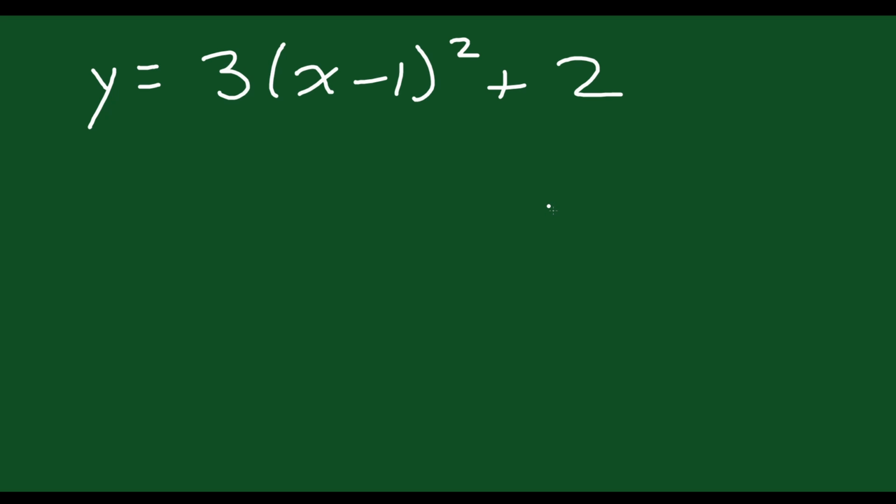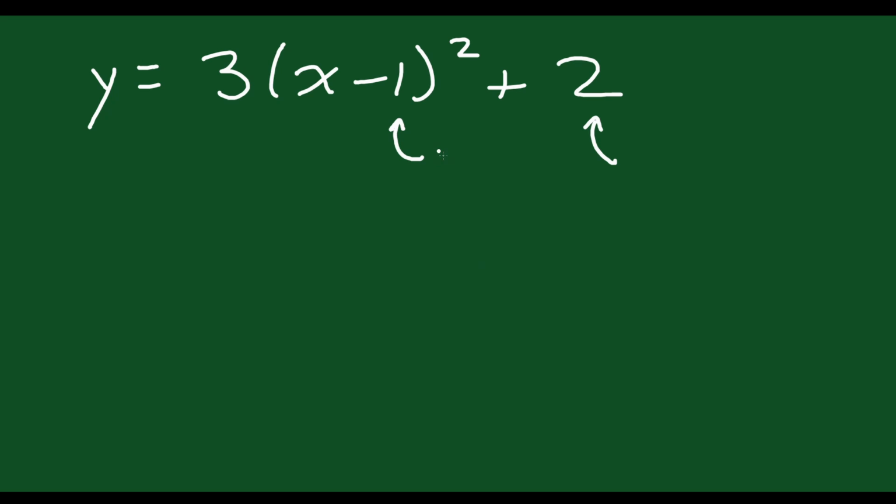One thing I'll draw your attention to is the form that this is written in. I showed you the general form earlier, but this is actually what we refer to as vertex form. The reason it's called vertex form is because you can actually see where the vertex is based on this equation. We can see that it moves up 2 and then it moves to the right 1.